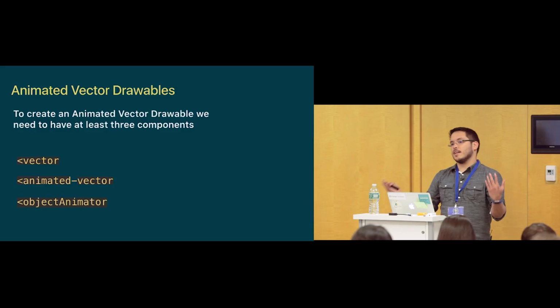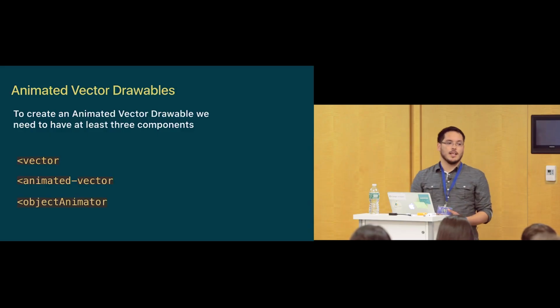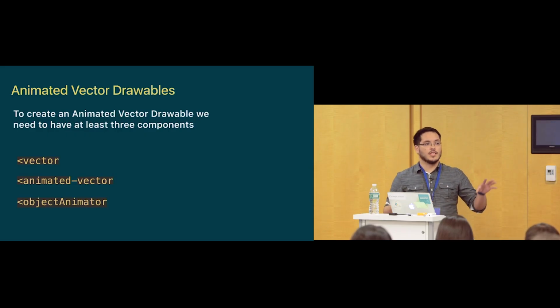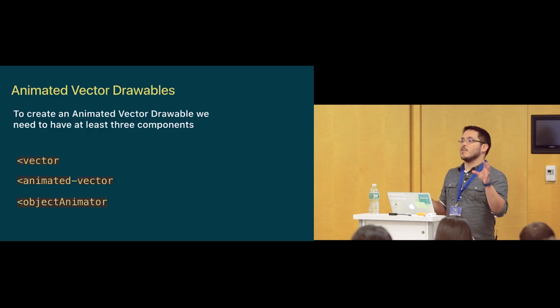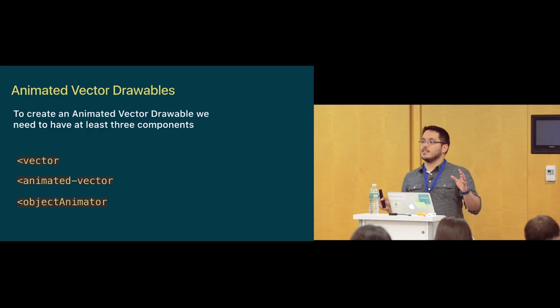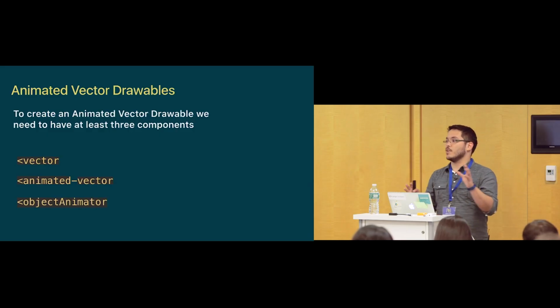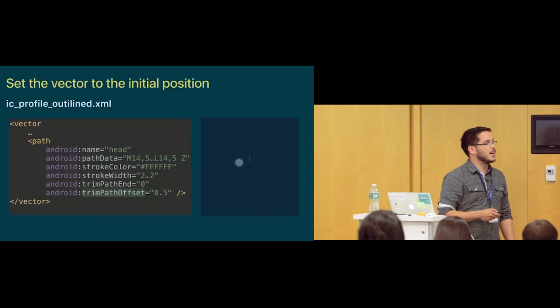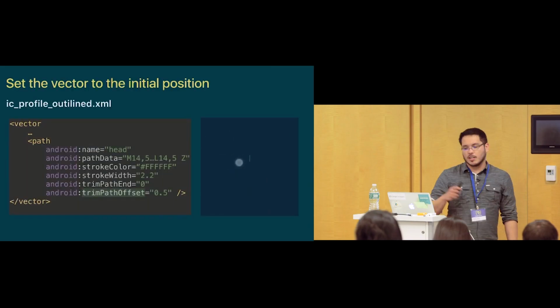So basically, the vector is your image. The animated vector is what is going to connect your animation to your vector. So it's what's going to say, on this part of my vector, I want it to do this. In this other part, I want it to do that. You're going to see that a lot. So let's start from the beginning.